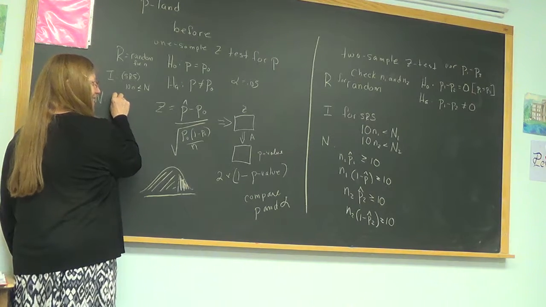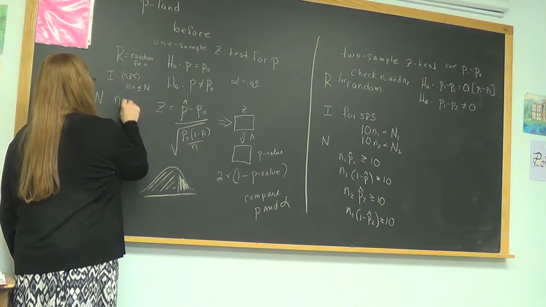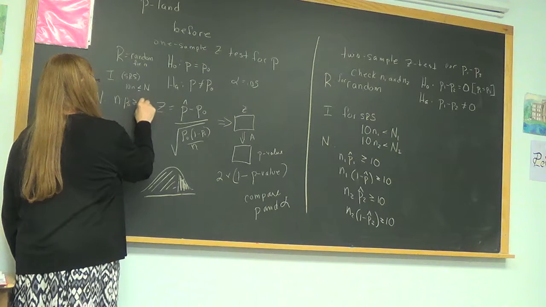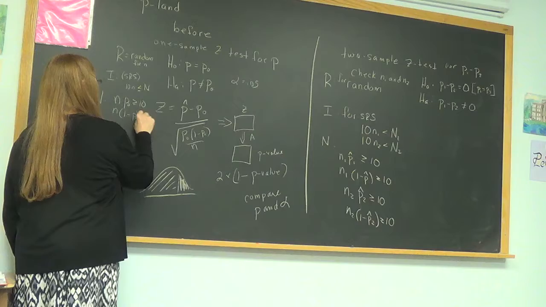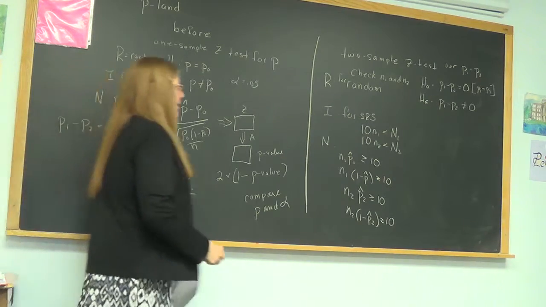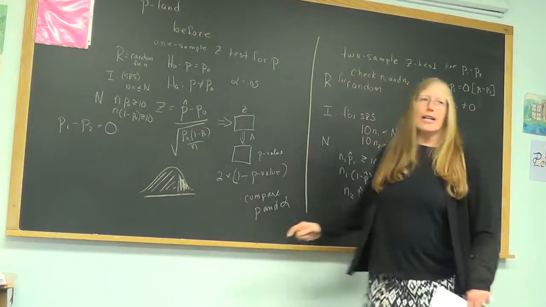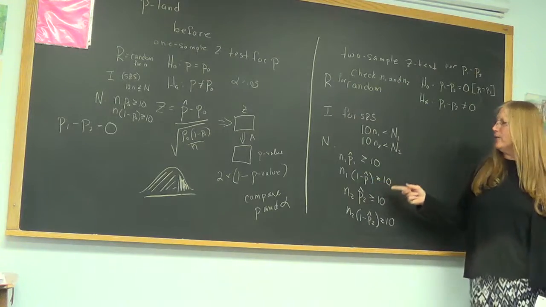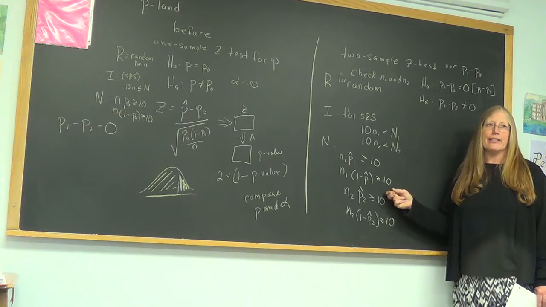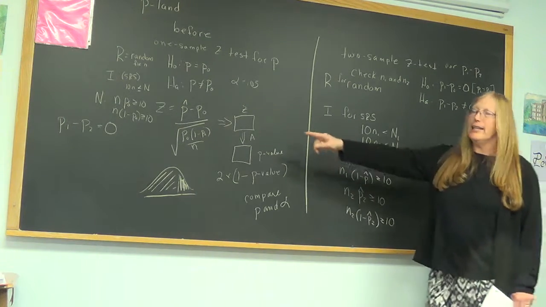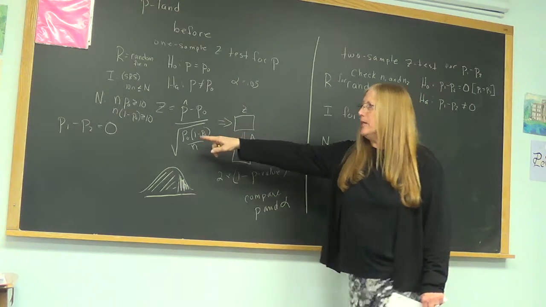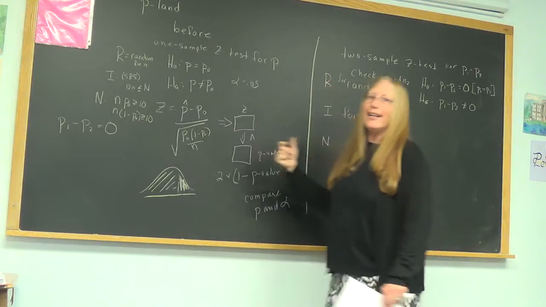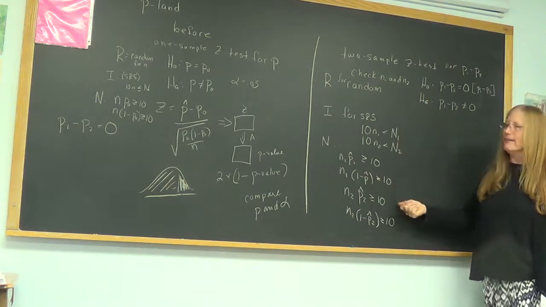We did n times p naught is greater than or equal to 10, and n times 1 minus p naught is greater than or equal to 10. All right, so notice I didn't use p naught over here. Why not? This is what we did a couple weeks ago. We took this test and we used p naught. Why am I not using p naught over here?